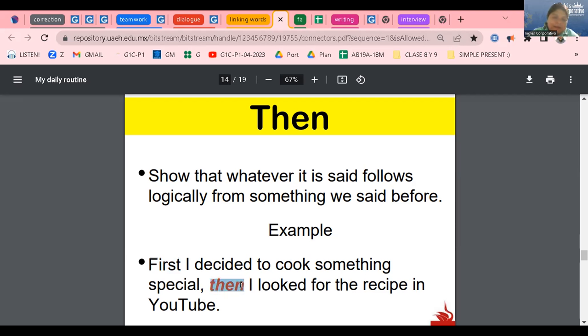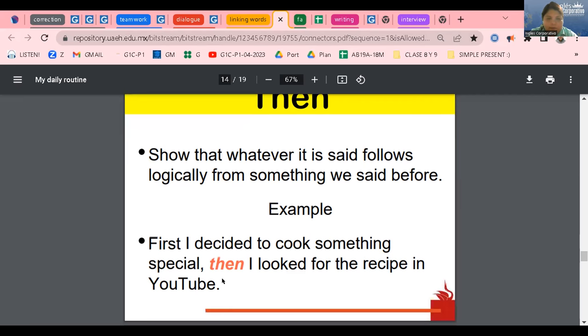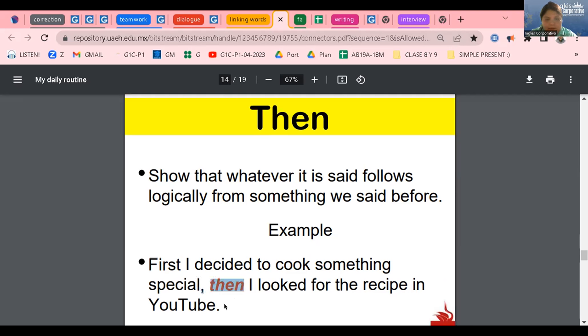Este then nos indica más bien que nosotros vamos ubicando un evento lógico, ¿verdad? Después de cocinar, ¿qué hice? Luego busqué la receta en YouTube, luego cociné, luego corté los ingredientes, luego busqué algo para agregar, ¿verdad? Algún otro ingrediente que me hacía falta. Entonces es para darle una secuencia lógica a lo que nosotros estamos diciendo. Ok, entonces luego. Lo único que, como este then es bastante overuse, es demasiado overuse a veces en los párrafos, tengan cuidado de no abusar, ¿verdad?